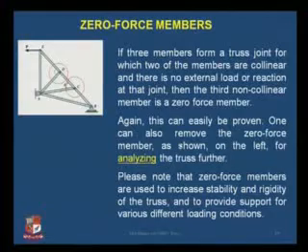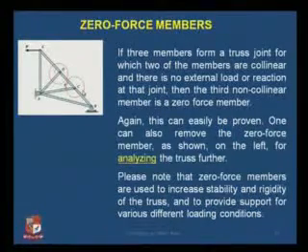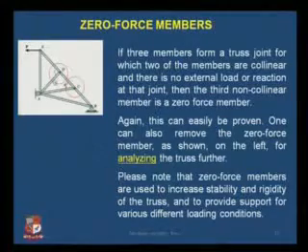You can have another example of zero force members in this figure, where you have support reactions at point A and B and force is being applied at point E. If you see at joint D and joint C, member AD and member AC are not carrying any force or are not being used to support the truss.